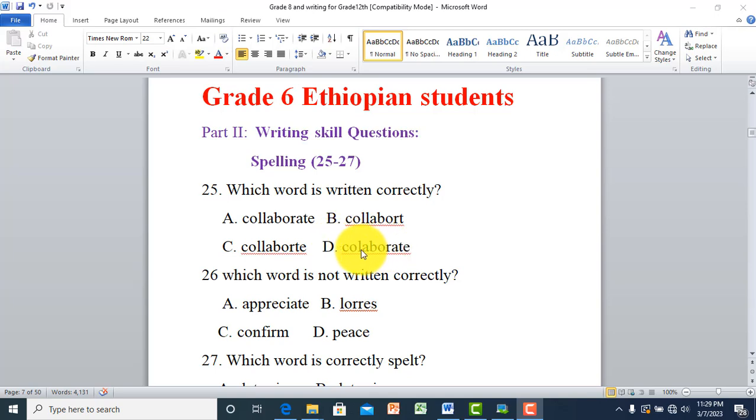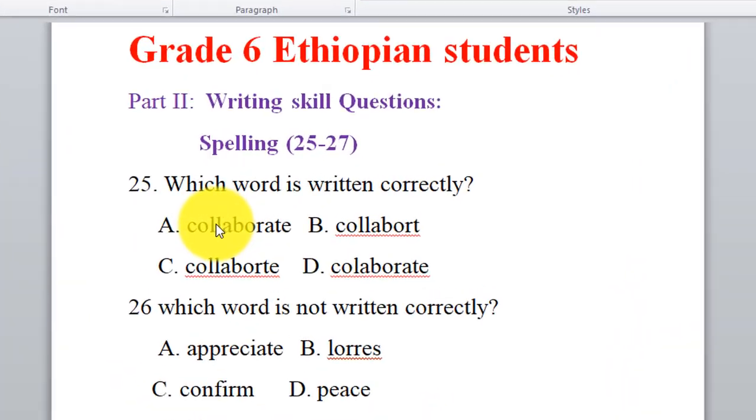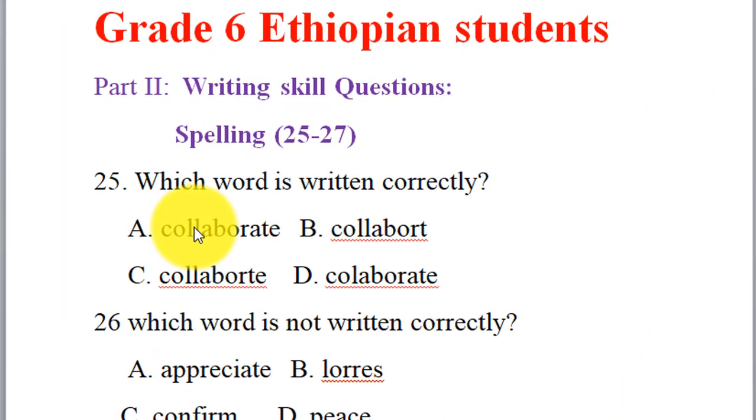Collaborate. There is a missing sound, and some sounds are here. The three words are incorrect spellings. So A is the correct word, which is written with the correct spelling. So A is the right word. You pronounce this word collaborates. Collaborates, absolutely.